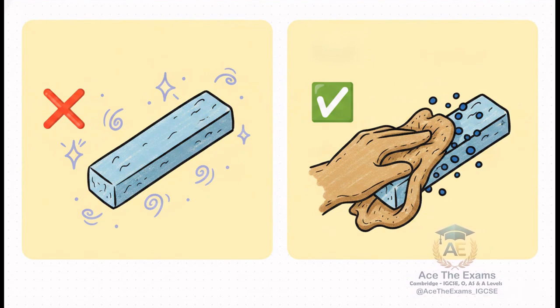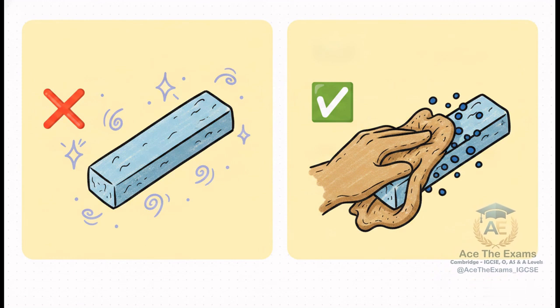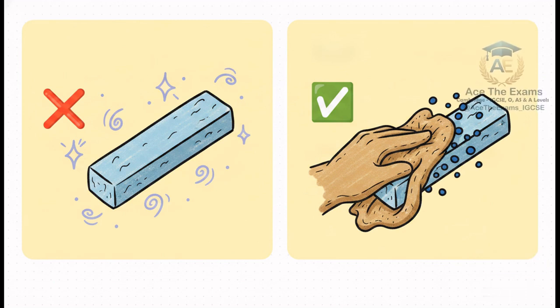And this is how we upgrade our language to match the mark scheme. Look at the weak wording on the left. "It gets charged." That tells the examiner literally nothing about your scientific knowledge. Now look at the right. "Electrons transferred by friction." Boom. That is the exact phrasing the examiner demands. You aren't just saying a charge magically appeared, you're proving you know exactly what moved, the electrons, and exactly how they moved, by friction.